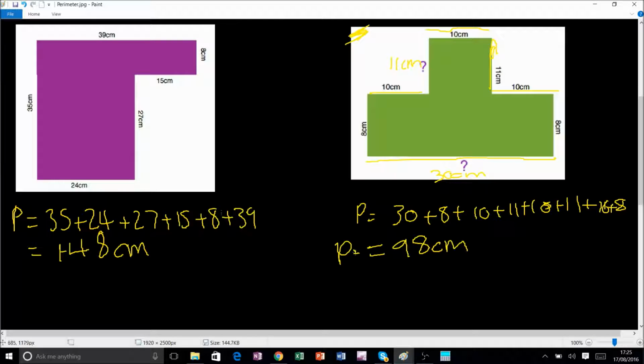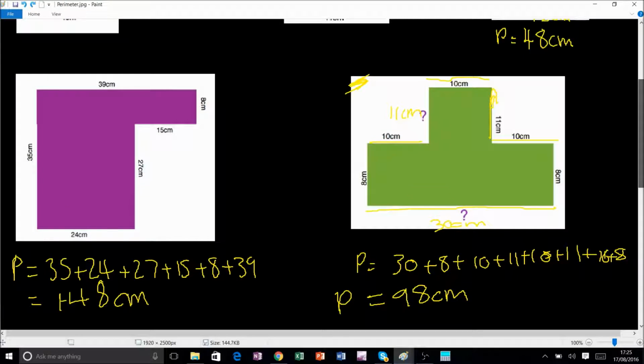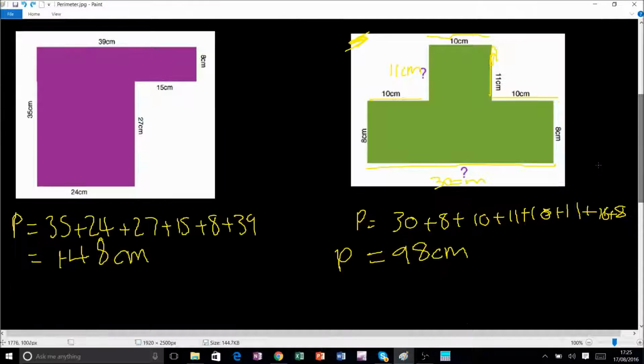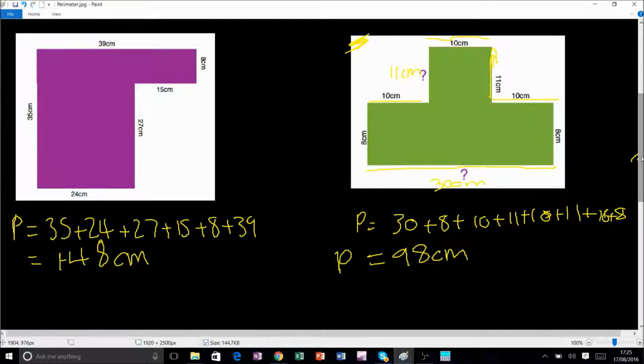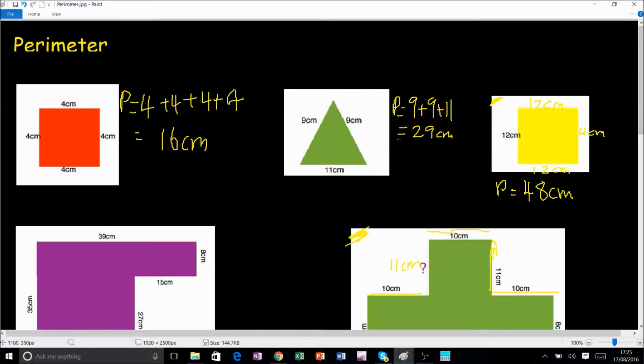So that's how to calculate the perimeter of a shape. Again, a definition for the perimeter is the total distance around the shape. When looking at perimeter, we usually tend to look at two-dimensional shapes.